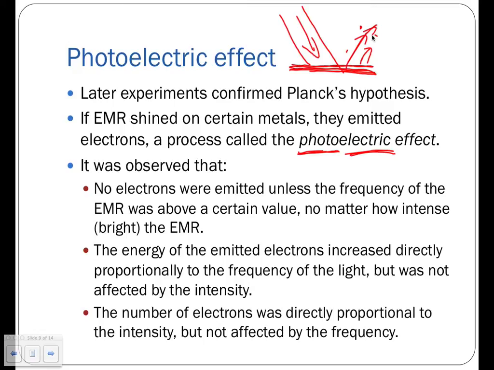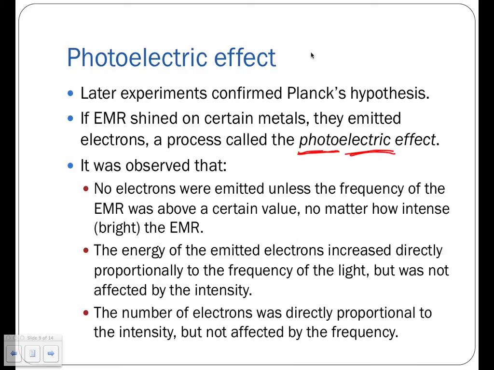So whenever they did this, they observed three important things. The first one is that no electrons were ever emitted unless the frequency of the electromagnetic radiation was above a certain value, no matter how intense or how bright the electromagnetic radiation. So if we were to do a sketch of this, let's do a drawing really quickly just to give you an idea of what this means.